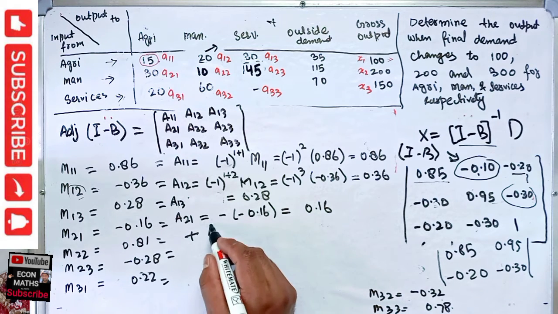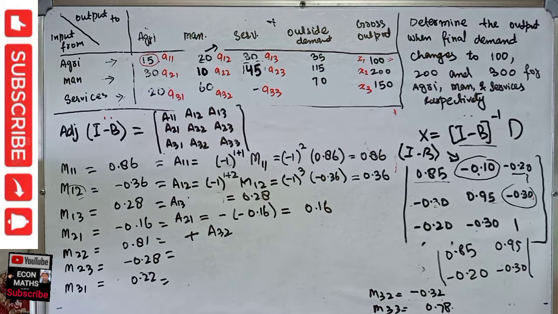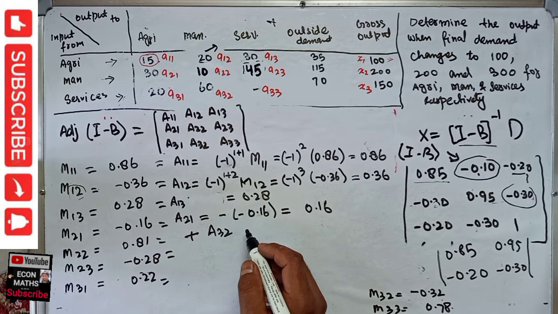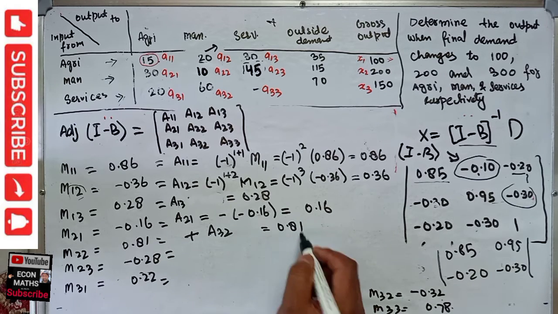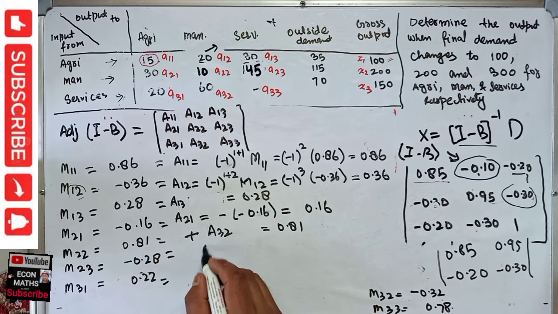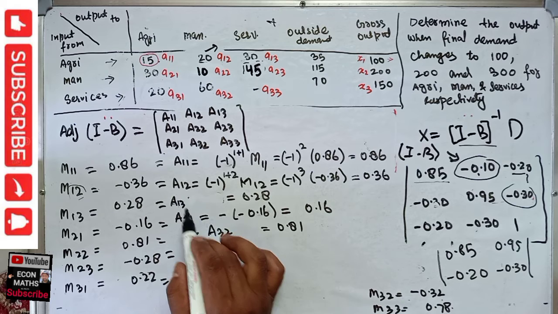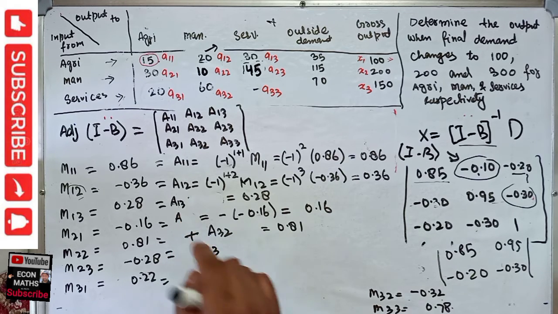Okay, so A32, using the same method, A32 would be positive then. So this is equal to 0.81. You can use this very formula here. And we have A11, A12, A13. So actually it is here A13.